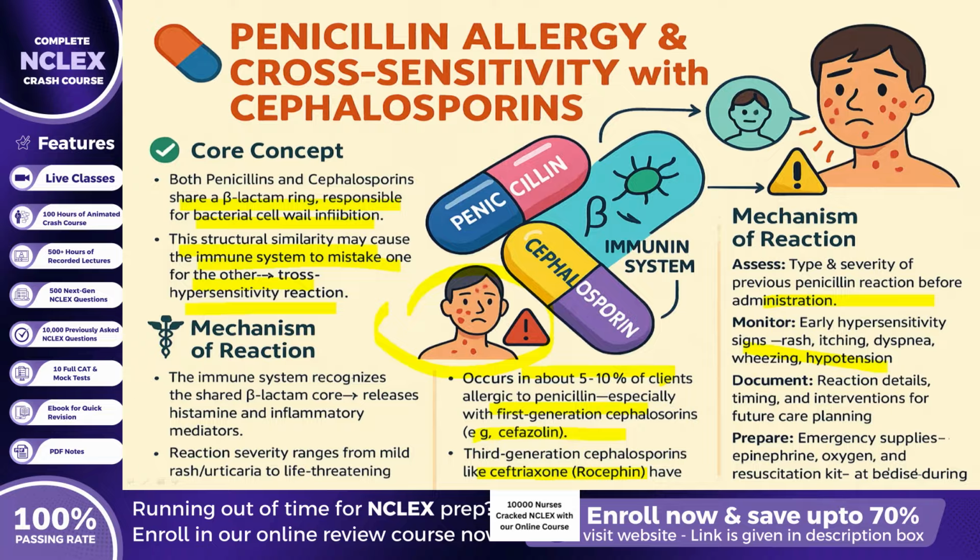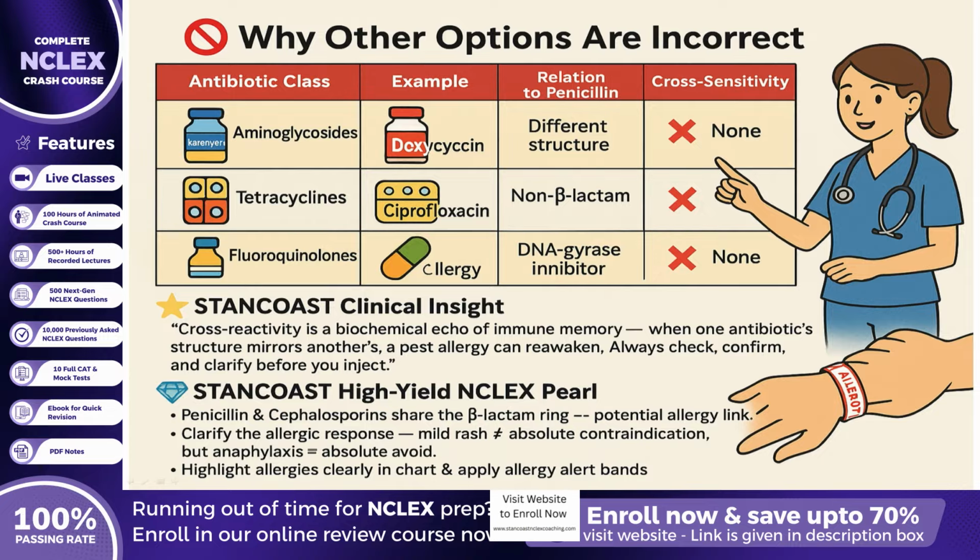On the other hand, aminoglycosides, tetracyclines, and fluoroquinolones are chemically distinct from penicillins and do not share the beta-lactam structure, making cross-reactivity extremely unlikely. While each class can still cause independent allergic reactions, these are not immunologically related to penicillin sensitivity. Transitioning into our NCLEX clinical insight, remember this key perspective.